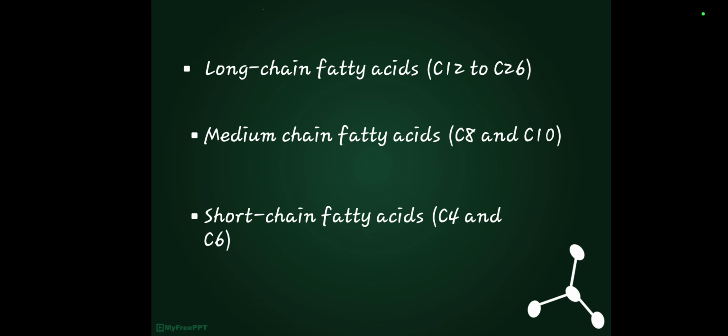During digestion, the body breaks down fats into fatty acids, which can then be absorbed into the blood. Fatty acid molecules are usually joined together in groups of 3, forming a molecule called a triglyceride. So that explains what fatty acid is all about. Fatty acids can be characterized into 3 chains: long chain fatty acid, medium chain fatty acid, and short chain fatty acid.